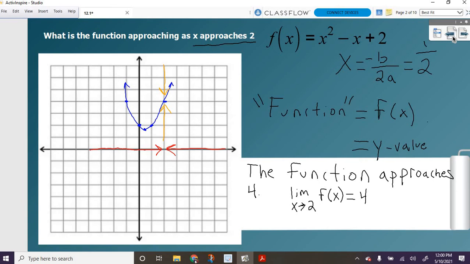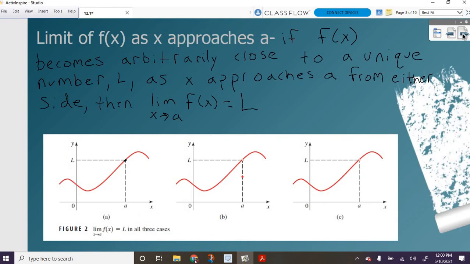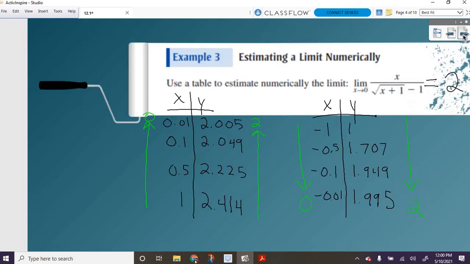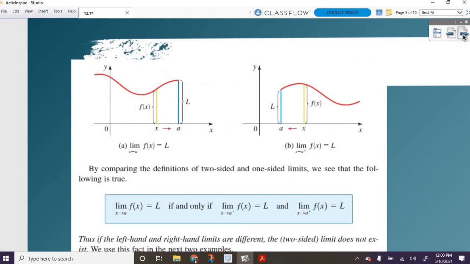Alright, so let's look at another one. But, so I said from either side, right? So that means that if they aren't the same on both sides, the limit does not exist. So don't worry about all this stuff. The biggest thing to worry about is this blue box. So it says the limit as x approaches a of f of x equals L. We're getting back into some geometry type stuff. If and only if, right? Means that both of these have to be true, okay?